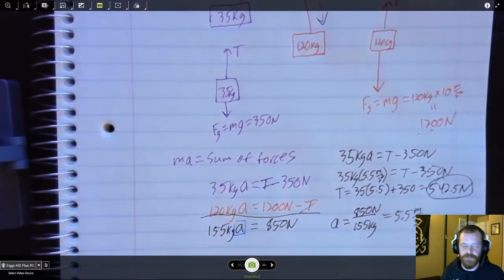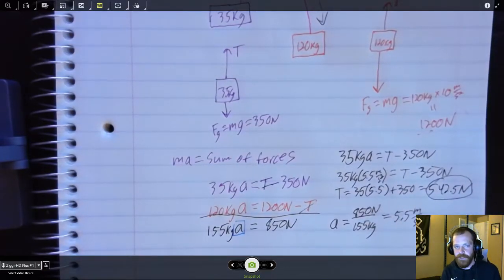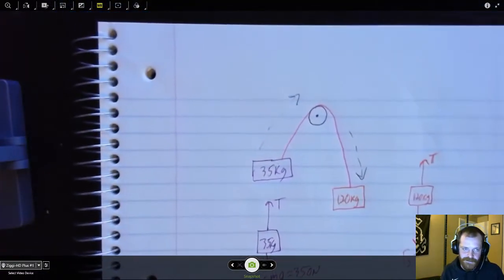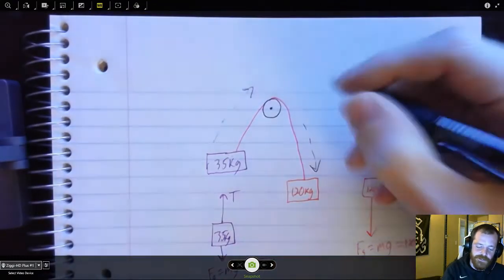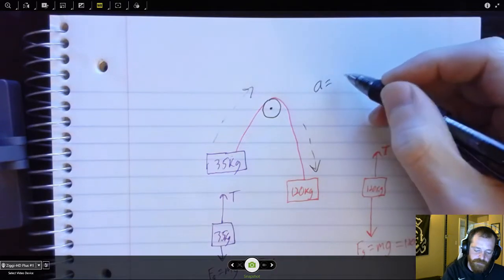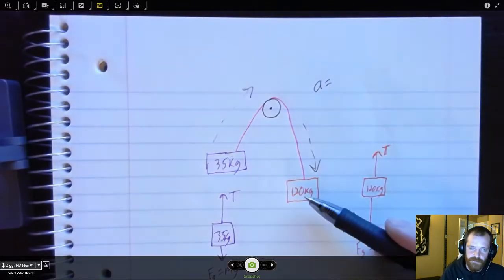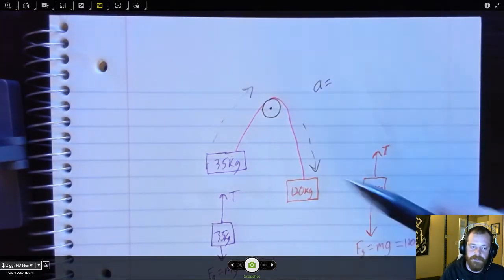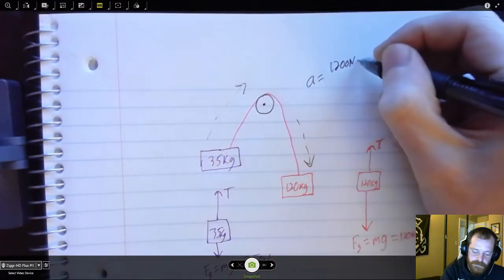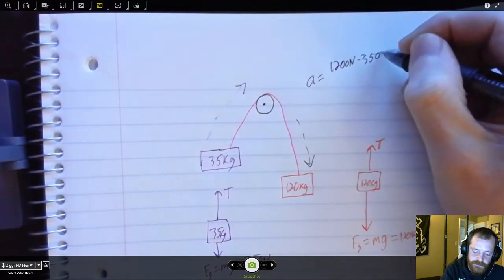All right, so we got the tension. Now, I could also do that the shortcut way, the way I showed today. The shortcut way is just the acceleration of the system is equal to the net forces acting on the system. Well, we know of two net forces: the weight pulling down here and the weight pulling up there. So that's just the 1,200 newtons minus the 350 newtons.